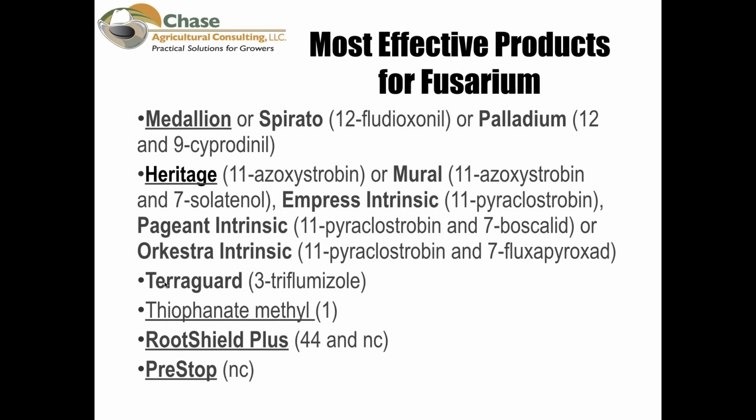The only thing you don't want to rotate, and since you don't have it, you're good, is TerraGuard and RootShield Plus, because TerraGuard is one of the things that will kill RootShield Plus. So that's a pretty disastrous thing for you if you did both of those. So that gives you the overall summary. This is just the bottom line. If you wish to be using products instead of cultural type controls that can be much more effective on Fusarium, then these are your best choices.